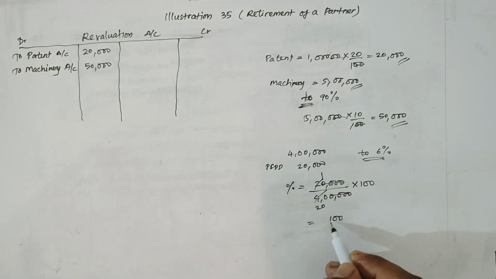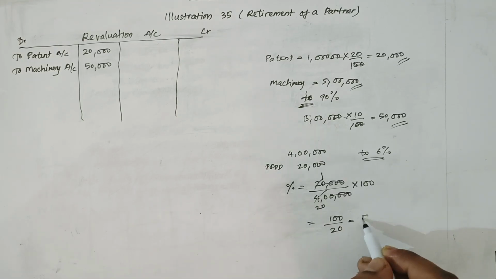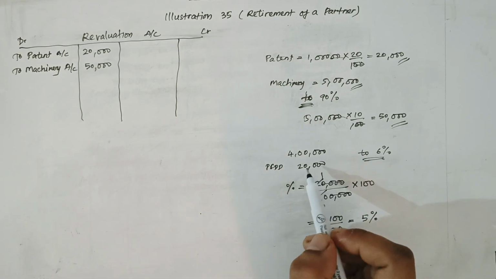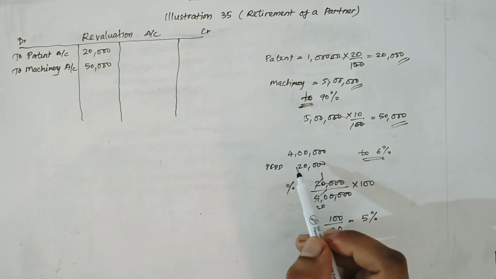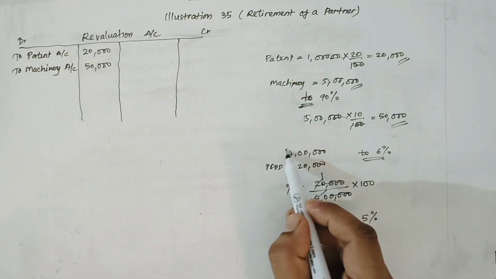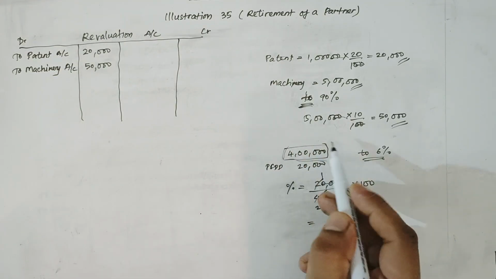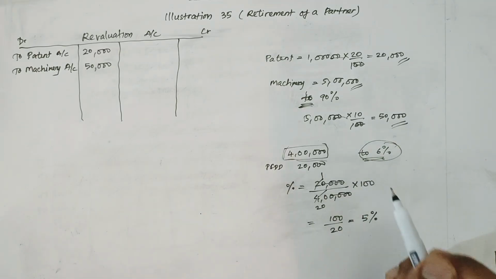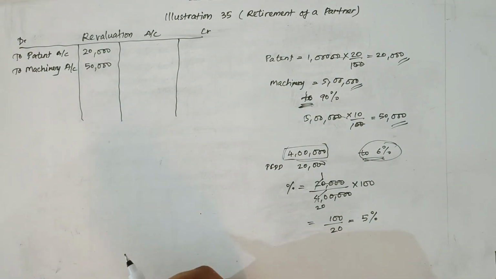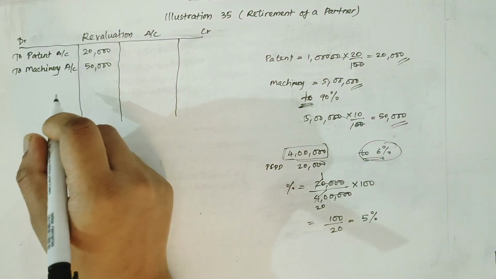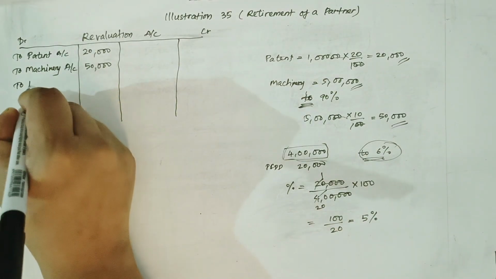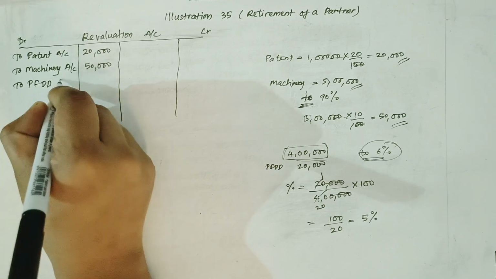It will be 100 by 20, which is 5%. So, currently the provision for doubtful debt is 5% of 4 lakh. It has to be raised to 6%. So there is an increase in the value of provision for doubtful debt, which is a loss. So it has to be recorded on the debit side of revaluation account to provision for doubtful debt account.